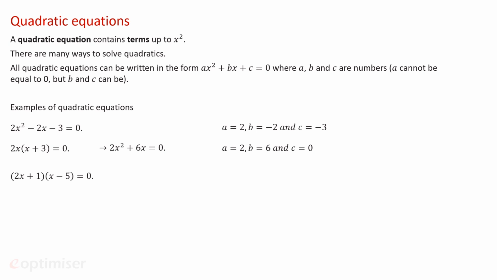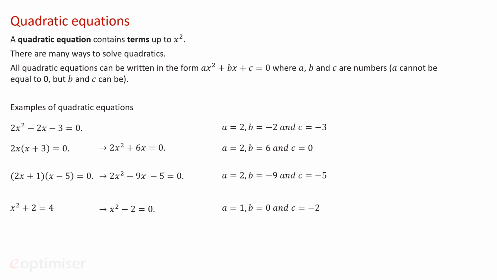If you take 2x plus 1 into x minus 5, these are multiples, you have to expand the brackets, then you'll get 2x squared minus 9x minus 5 is equal to 0. That's a quadratic where a is equal to 2, b is equal to minus 9 and c is equal to minus 5. x squared plus 2 is equal to 4. This is a quadratic since it has an x squared term. So this can be written as x squared minus 2 is equal to 0, where a is equal to 1, b is equal to 0 and c is equal to minus 2.